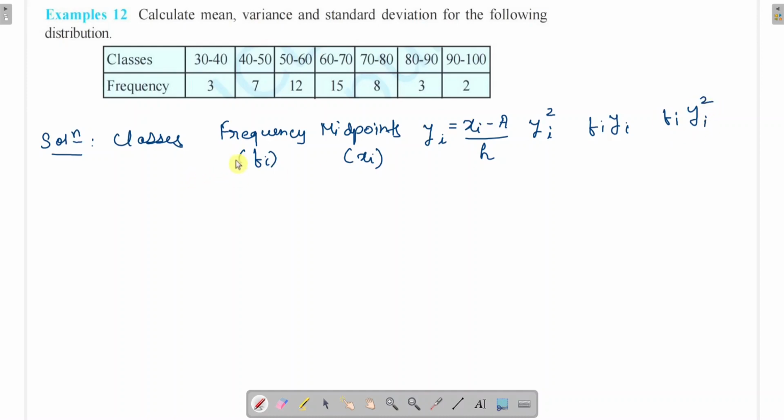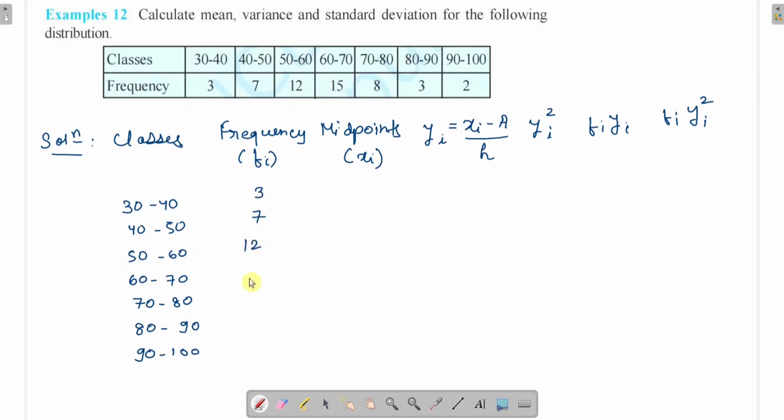Let us fill the first two columns. The first column will be 30 to 40, then 40 to 50, 50 to 60, 60 to 70, 70 to 80, 80 to 90, 90 to 100. Frequencies are 3, 7, 12, 15, 8, 3, 2. Now the midpoints are the midpoints of the class intervals.